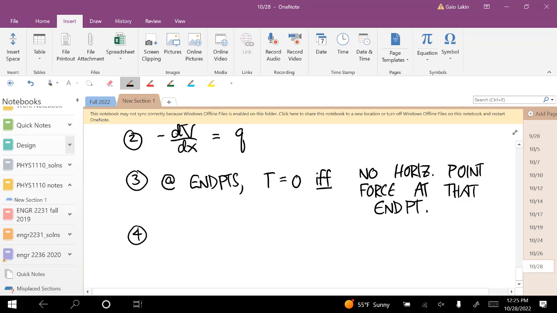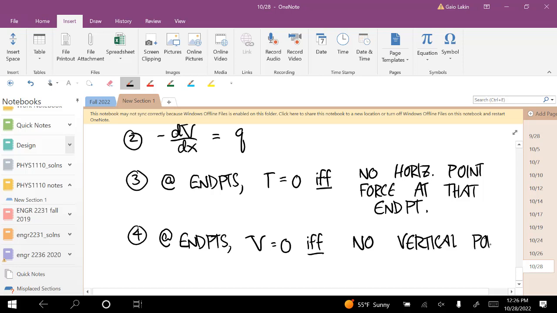Number 4. Okay, so if there's something like this for T, what would you guess the last 2 are going to be? V and M, that's right. So same exact thing, the wording is all the same at the endpoints. V is equal to 0 if and only if there's no, what do you think is going to be required here? Exactly. There's no vertical component or vertical point force at that endpoint.